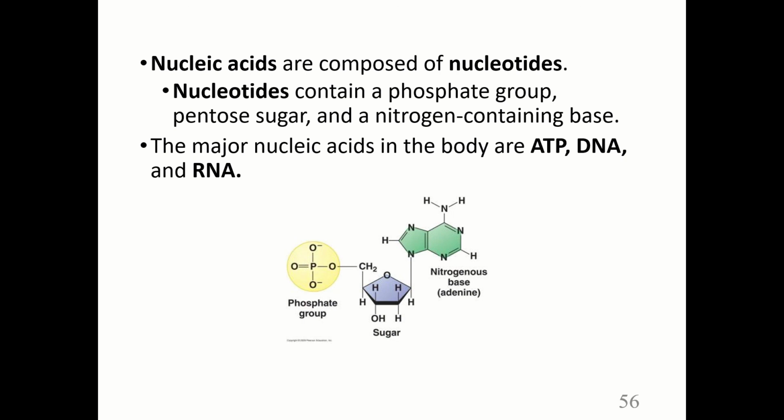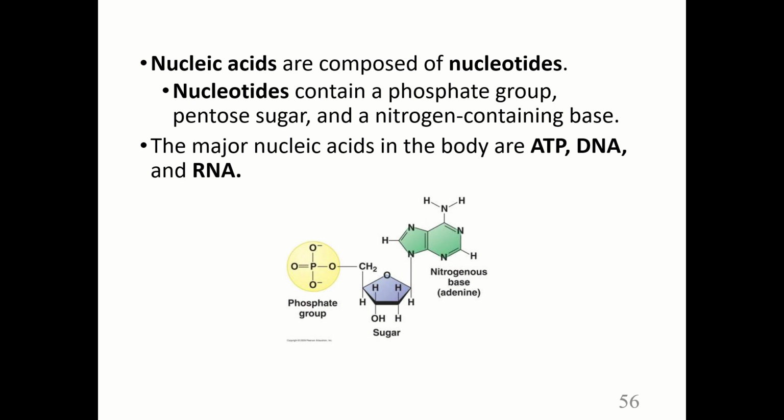Nucleic acids are composed of nucleotide monomers. Nucleotide monomers contain a phosphate group, a pentose sugar, and a nitrogen-containing base. The major nucleic acids in the body are ATP, DNA, and RNA.